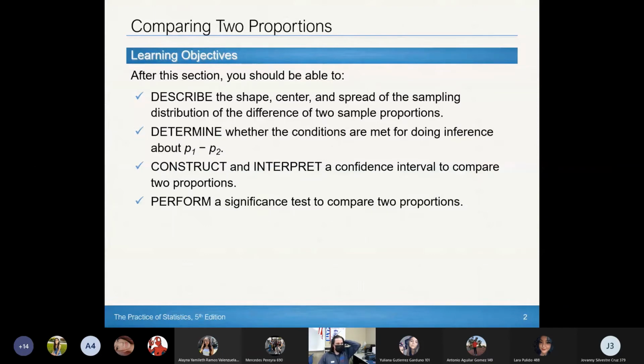The goals of this section are to be able to describe the shape, center, and spread of the sampling distribution of the difference of two sample proportions, determine whether the conditions are met for doing inference about p1 minus p2, construct and interpret a confidence interval to compare two proportions, and perform a significance test to compare two proportions. These four things are things that we've done one chapter at a time, and now we're bringing them all together into a single space.